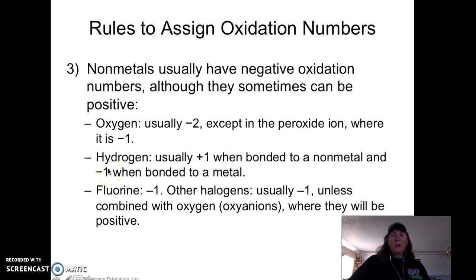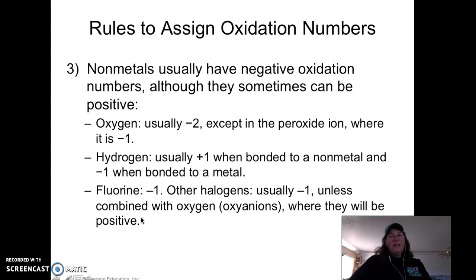You know, hydrogen is a rebel. Hydrogen does whatever it wants whenever it wants. But if you take hydrogen and bond it to a metal, it's -1. It's +1 when it's bonded to a nonmetal. And again, you can figure that out. I'll show you how to figure that out. And then again, fluorine and the other halogens are usually -1. But sometimes when they're combined with oxygen, they can change. So it's the nonmetals that sometimes vary.